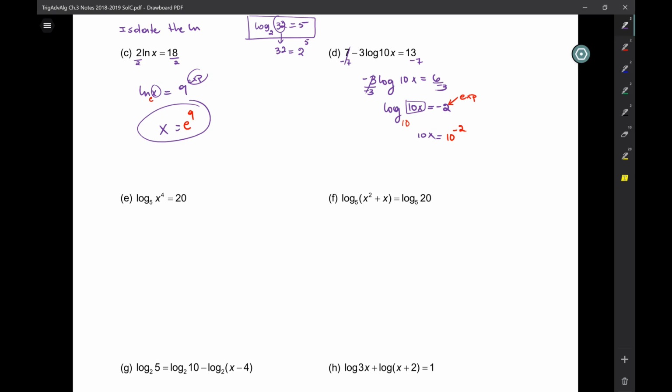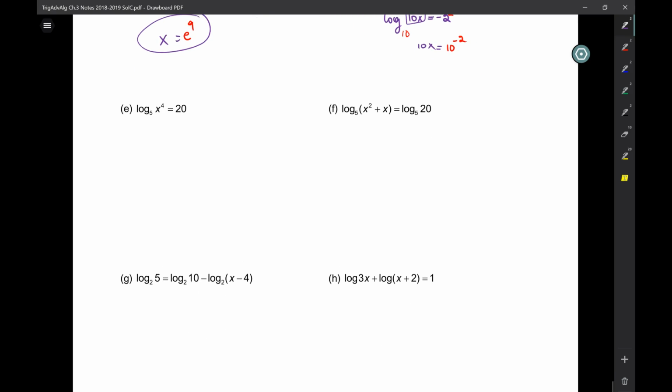10x. Now we're good. Now I need to solve for the x. So what am I going to divide by? 10. Divide by 10, divide by 10. So x is 10 to the negative 2 over 10. And now we have to do some algebra 1 here. It's 10 to the negative 2 minus 1, right? Negative 3, which is 1 over 1,000. That's one way of doing it.